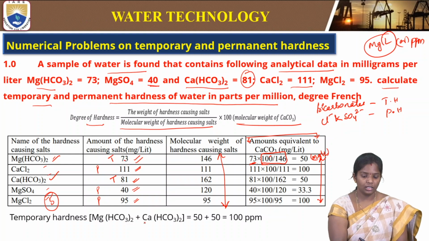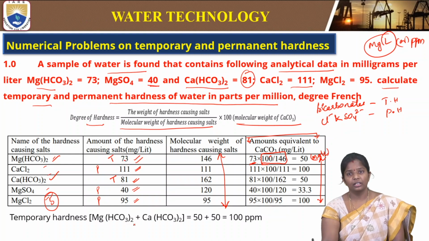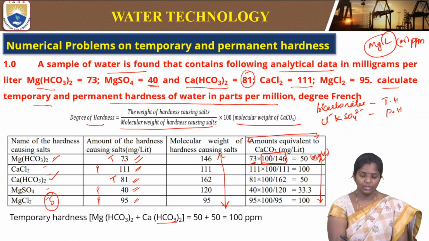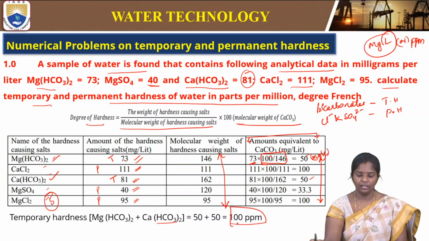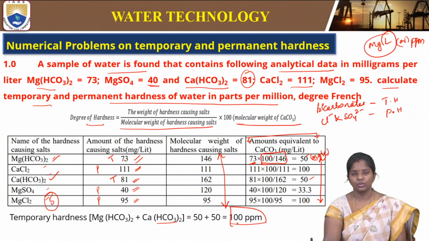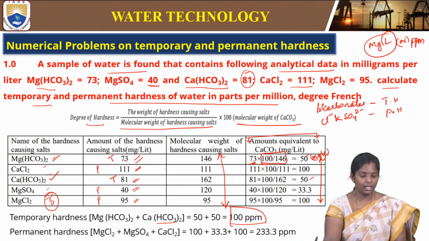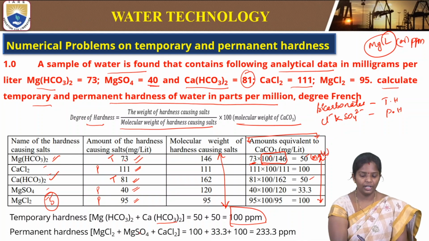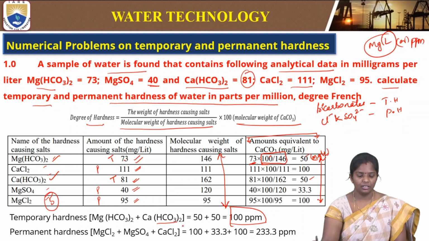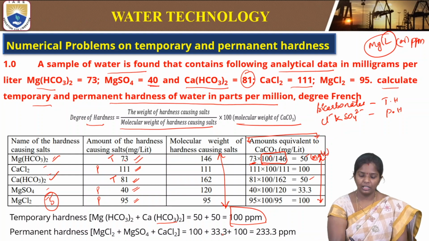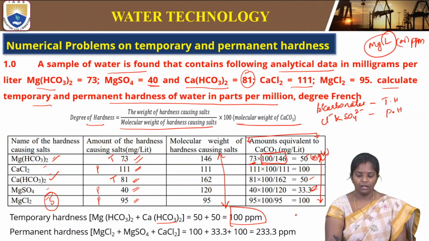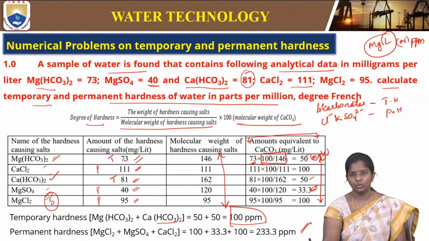Now temporary hardness is caused by magnesium bicarbonate and calcium bicarbonate. So 50 plus 50 gives 100 ppm. 50 plus 50 together forms 100 ppm of temporary hardness, and permanent hardness is caused by magnesium chloride, magnesium sulfate, and calcium chloride. So 100 plus 100 and 33.3 are added together and we get 233.3.